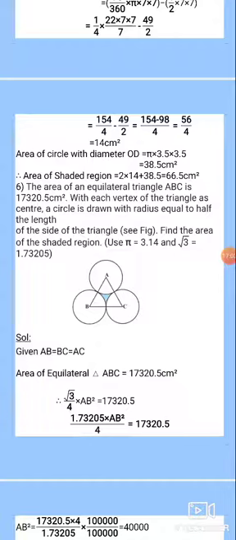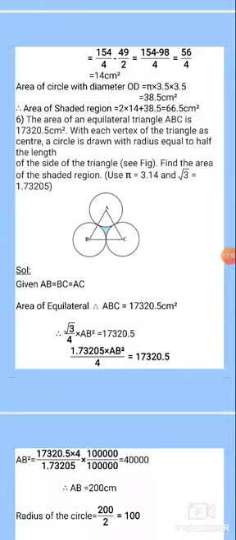1.73205 into AB square by 4 is equal to what? 17,320.5. Now AB square is equal to, cross multiply, 17,320.5 into 4 by 1.73205. Denominator having 5 decimal places. To replace it what? We need to multiply by lakh. Then multiply, then cancel. At last 4 into 10,000 is equal to 40,000 is there. So AB square is 40,000.